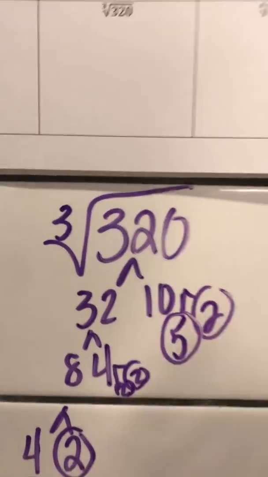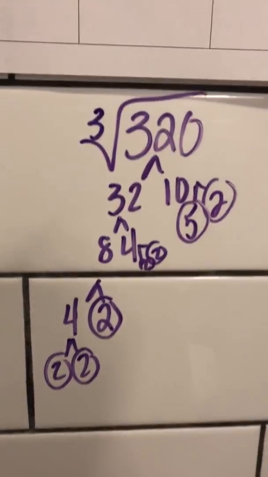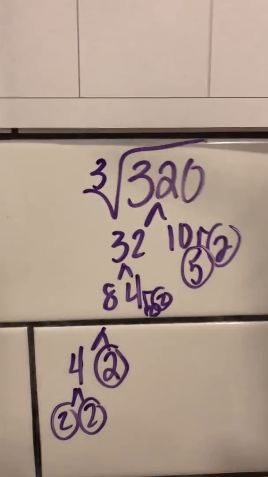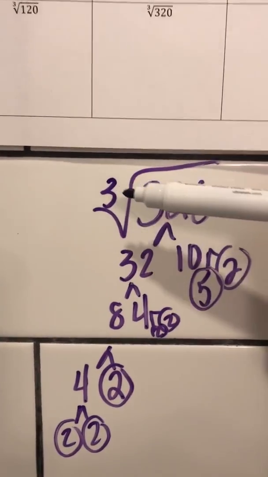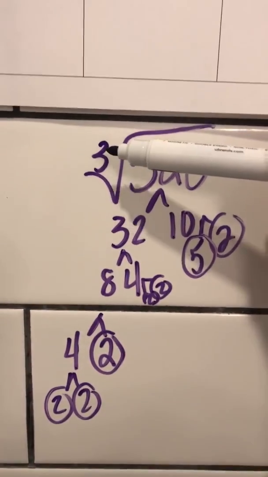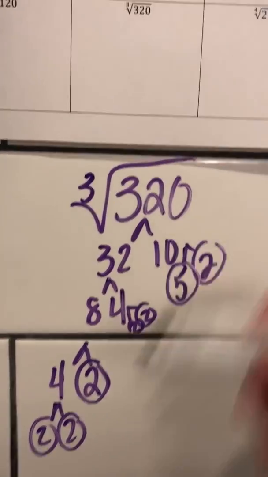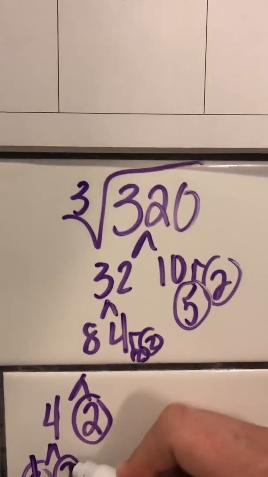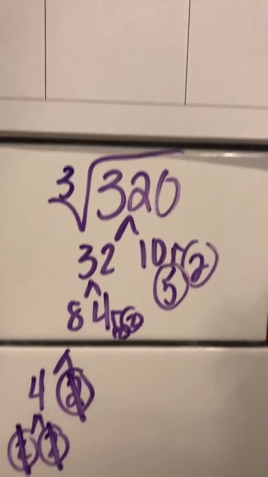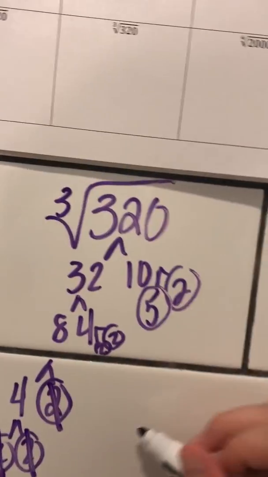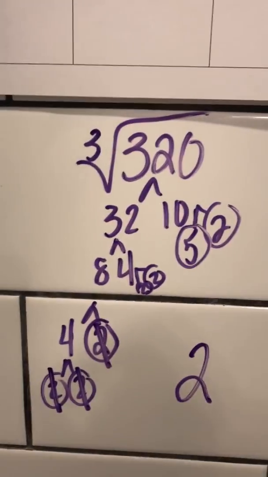Now I have a lot of leaves here, so I'm going to take my time with figuring out what's going on. I'm going to look back to my index number. The index number is 3. That means I need 3 of a kind to pull them out. So I have 3 2s. 1, 2, 3. They are coming outside and they are becoming 1. So I have a 2 on the outside.